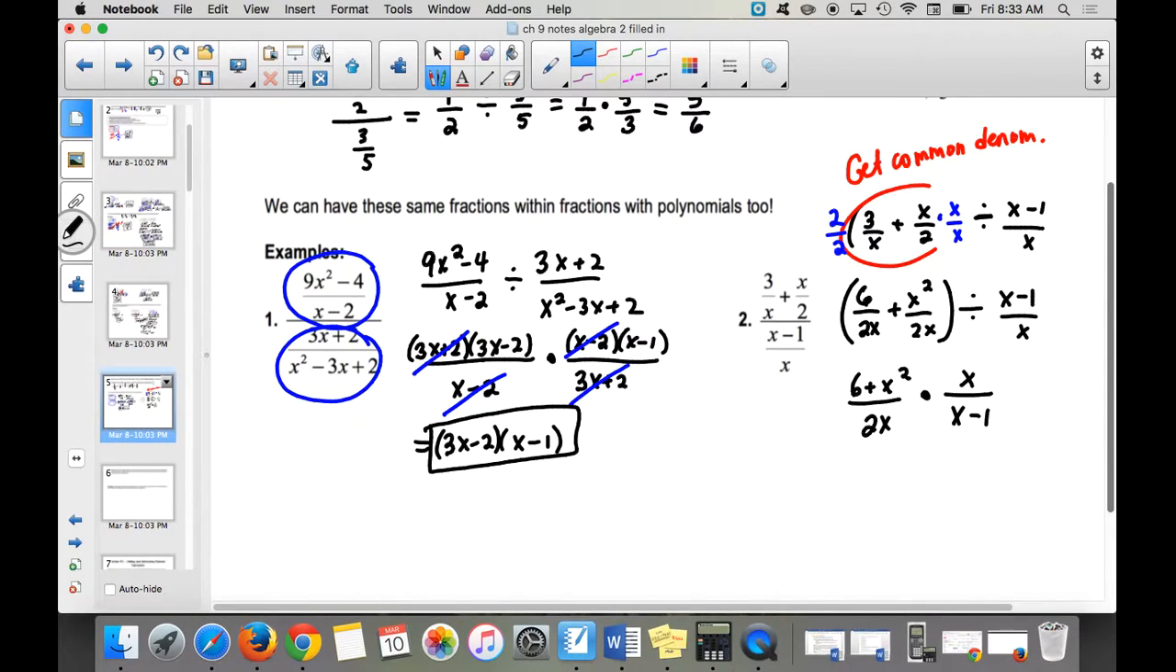So really the only thing that reduces out here are these x's. So x and x cancel. So we get 6 plus x squared, or x squared plus 6 if you want to write it that way, and then we have a 2 times x minus 1, and that's our answer.